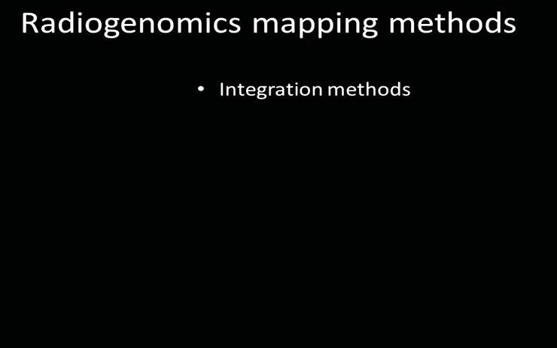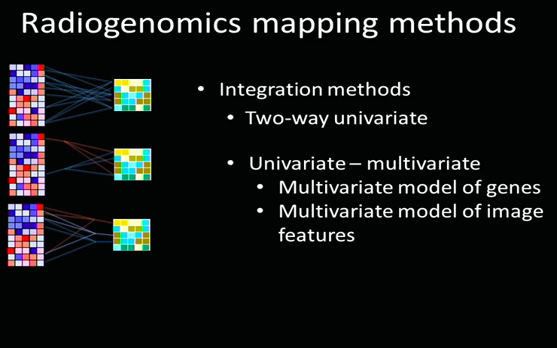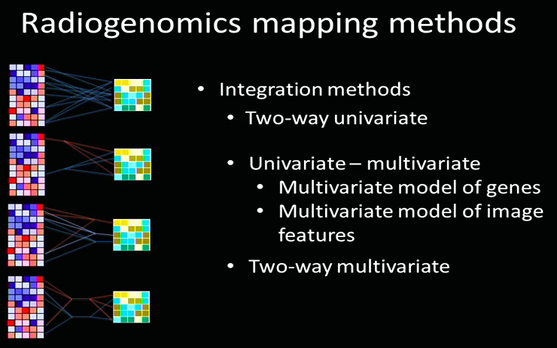So there are many different ways of integrating imaging data and molecular data. We can look at univariate methods and look at correlations and assess significance. We can build supervised models of image features in terms of genes and metagenes, and genes in terms of image features. And we can also look for multivariate associations between genes and image data.